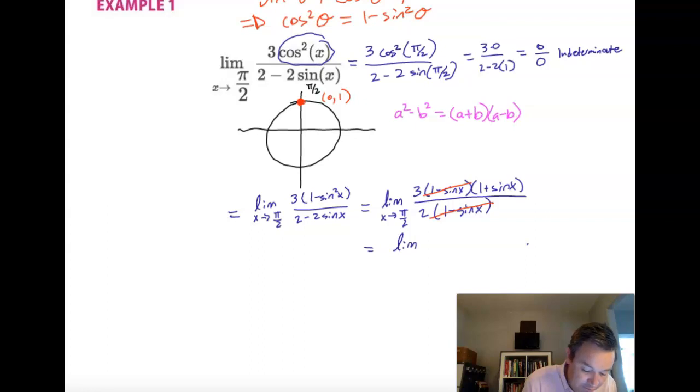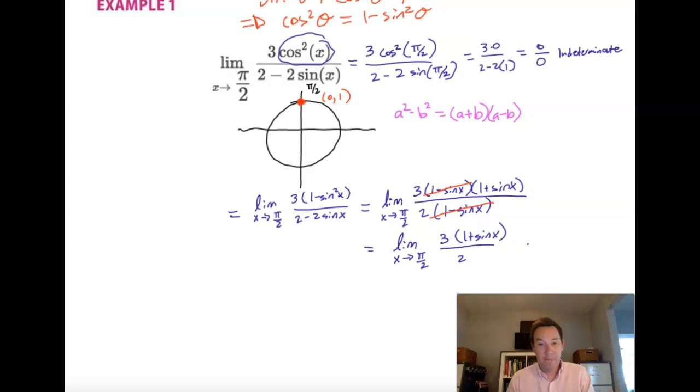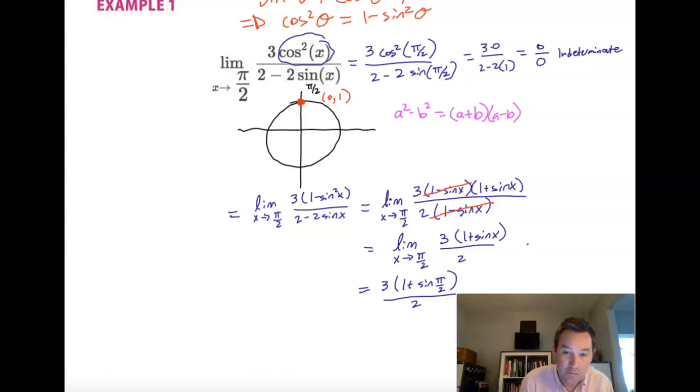Look at my limit now as x approaches pi over 2 of 3 times 1 plus sine over 2. All right, so now let's see if we can actually evaluate this through direct substitution. Once you make the substitution, that's when you get to drop that limit notation. So 3 times 1 plus sine pi over 2 over 2.